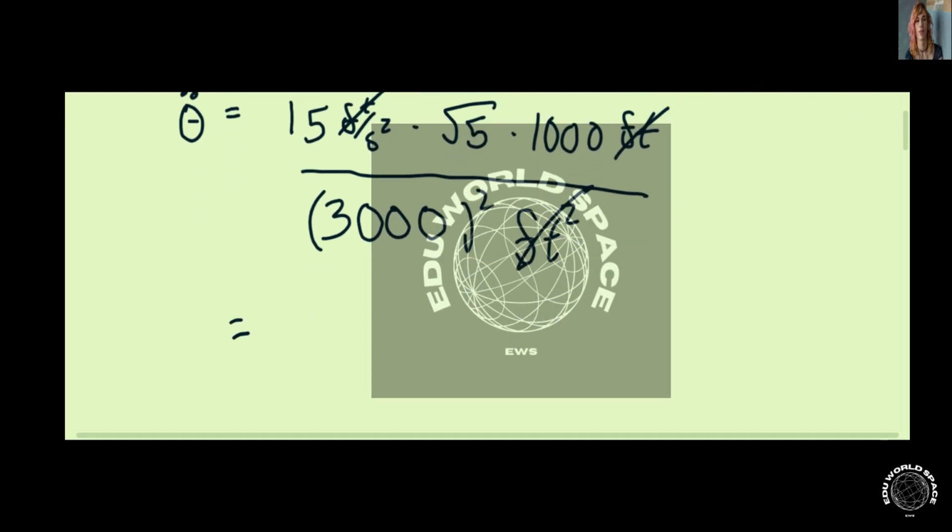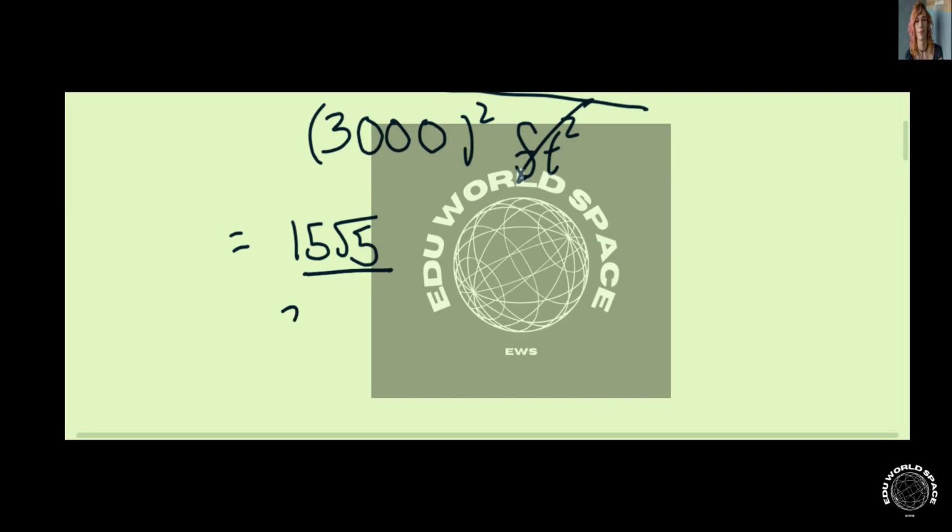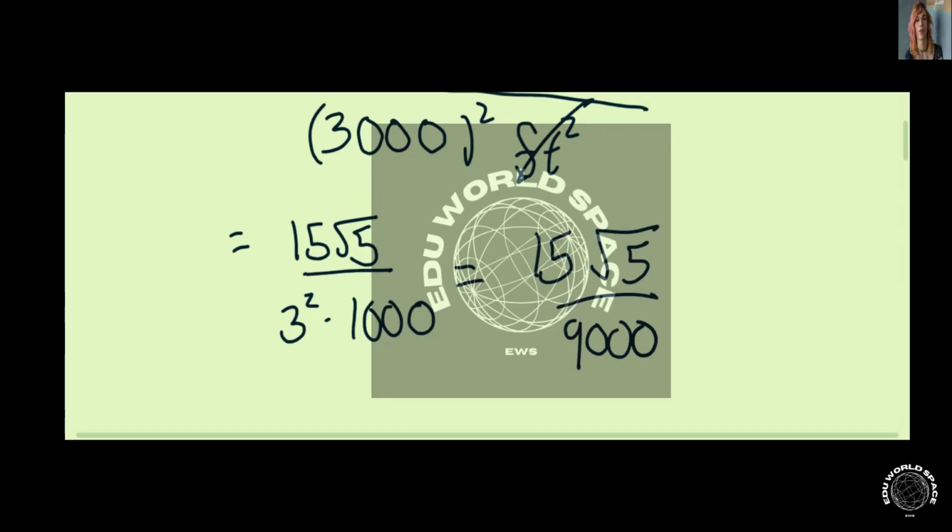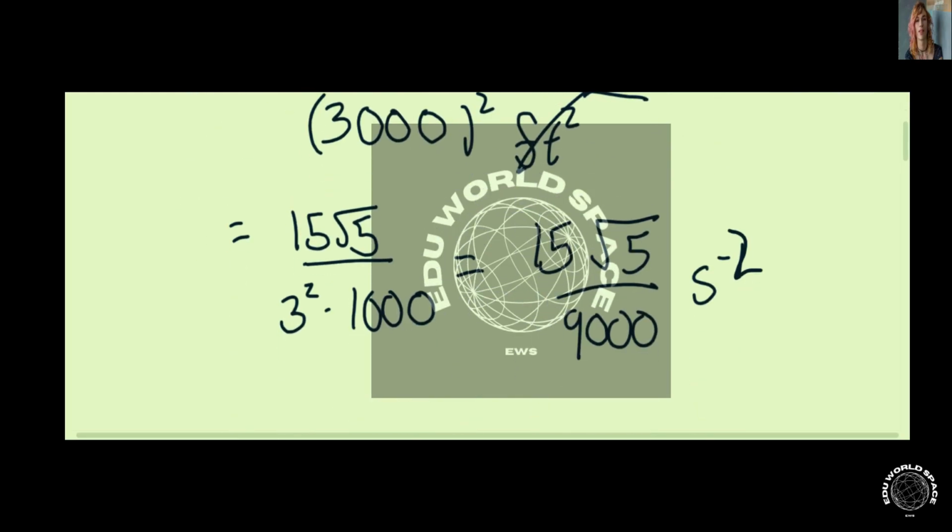We'll be left with 15 root 5. We'll cancel the 1,000 with one of these thousands down here, so 3 squared times 1,000, and that'll give us 15 root 5 over 9,000 inverse seconds squared, which are radians per second squared, since radians are dimensionless. And this is one solution.